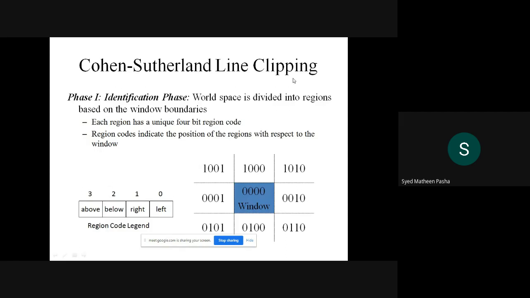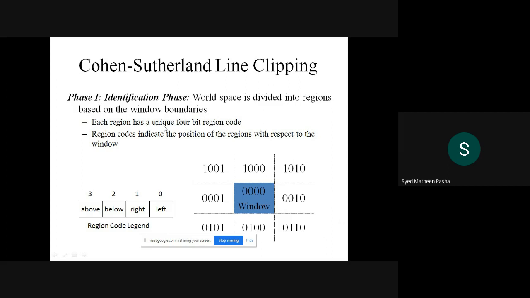In the first phase, world space is divided into regions based on the window boundaries. As I told, the Cohen-Sutherland line clipping algorithm basically divides the regions. Whatever two-dimensional space you display, it will divide the space into 9 regions. Let's check how many regions there are here: 1, 2, 3, 4, 5, 6, 7, 8, 9. There are 9 regions with the help of which you will perform line clipping. First, it divides the space into n regions, where the value of n is 9 in this example.